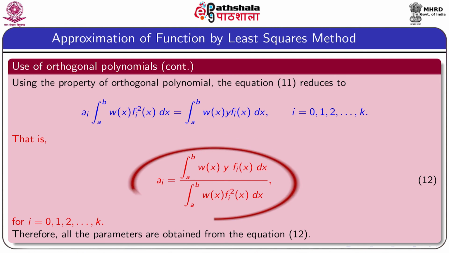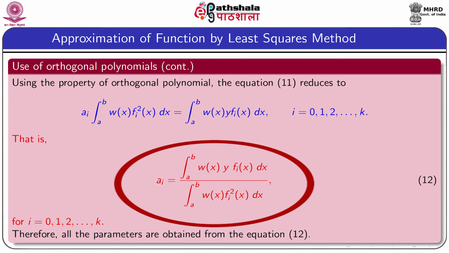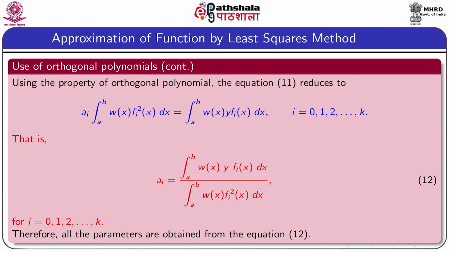Therefore, a_i equals the numerator, integration a to b w(x) y f_i(x) dx, and the denominator is integration a to b w(x) f_i squared(x) dx, and this is true for all i. That means the parameters a_i, that is a0, a1 up to ak, are determined by this equation 12. Note that this expression is very simple compared to solving a system of linear equations. Thus, all the parameters are obtained from equation 12.